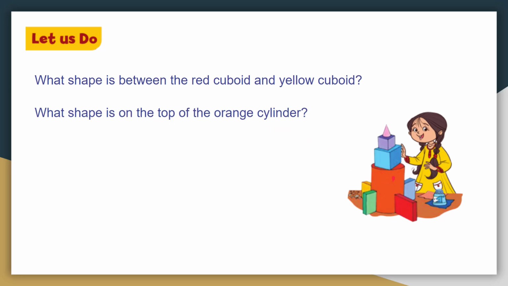What shape is on the top of the orange cylinder? Yes, this is the orange cylinder. And we can see a big cube on its top. What shape is under the pink cone? So the pink cone is on the top. And we can see a smaller cube under it.